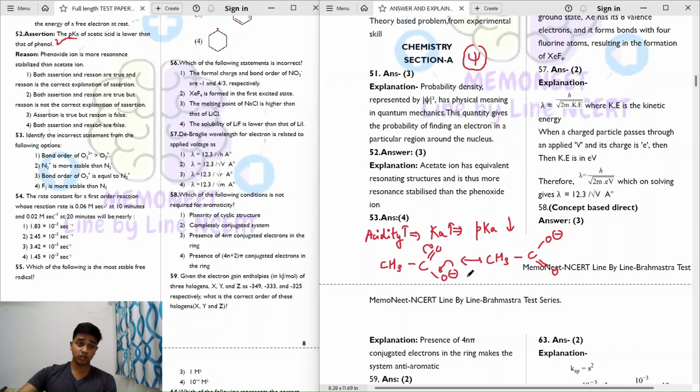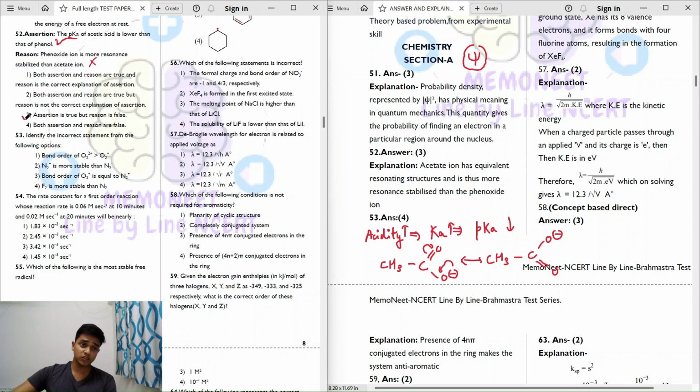So the acetate ion will be more resonance stabilized as compared to the phenoxide ion. So the reason statement is incorrect. The correct answer becomes: assertion is true but reason is false, which is option 3. Moving on to the next question.